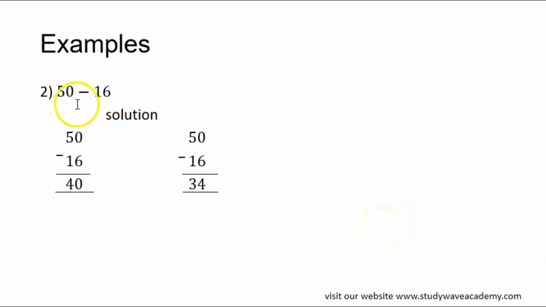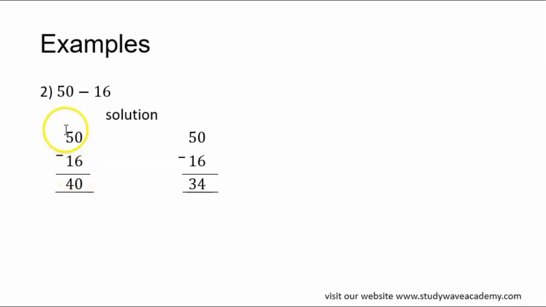Here we have 50 minus 16. We place them according to their values. So ones in ones and tens in tens. So 50 minus 16. Here we have 0 and we have 6. Can 0 minus 6? No, right? You don't just write 0. Now, this is what we call the borrowing form, okay?